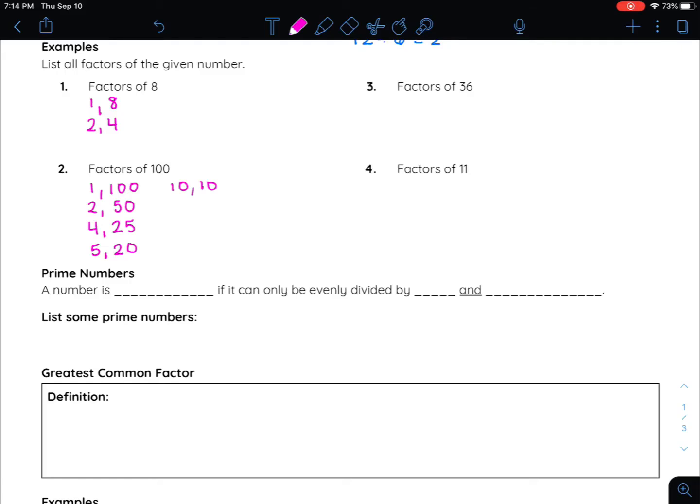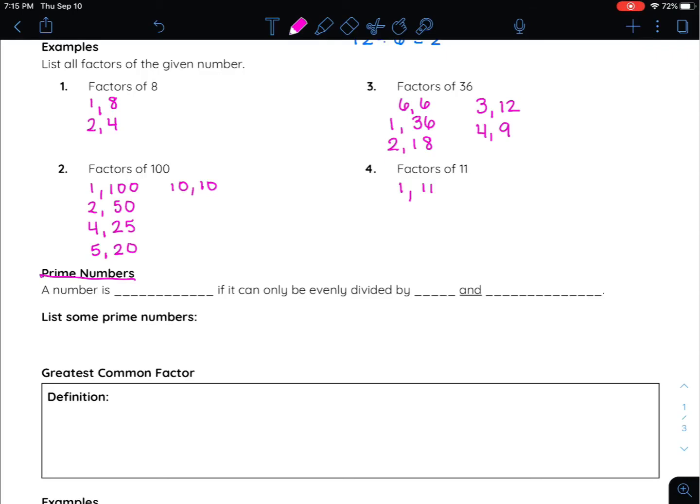Okay. Factors of 36. 6 times 6 is the first one that my mind comes up with, right? How about 1 and 36? Maybe 2 and 18? 3 and 12? 4 and 9? 5 doesn't work. We already did 6. 7 doesn't work, and neither does 8. So I think that's all. Factors of 11. I mean, 1 times 11 works, but there's literally nothing else. That's because 11 is a prime number.